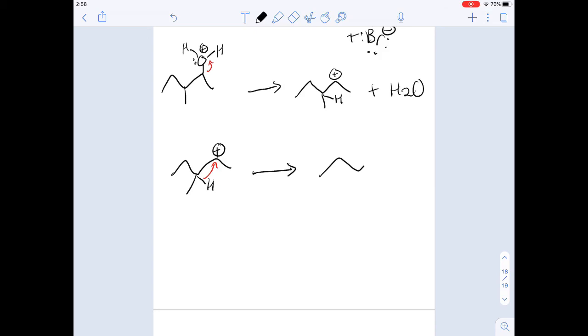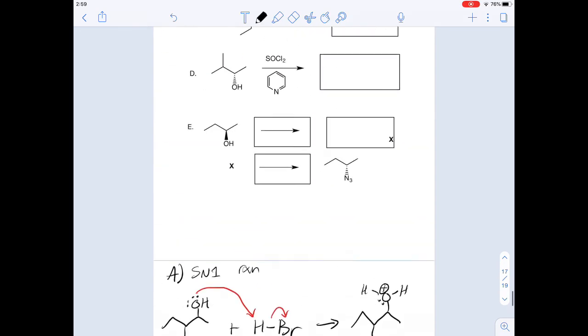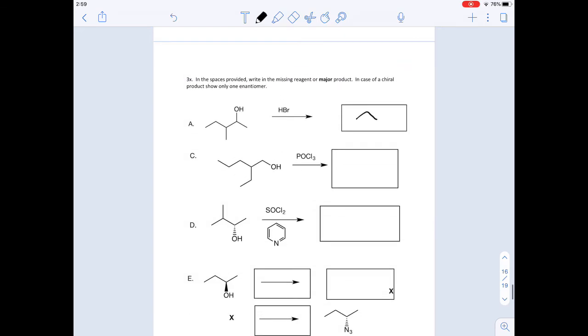The hydrogen is going to move, and your new carbocation is now going to be tertiary, which is more highly substituted. In your next step, you're going to have your addition of the Br anion. And the Br anion is going to attack the carbocation because it is a nucleophile. Okay. So your final product is going to look like this. And that's the answer to A.